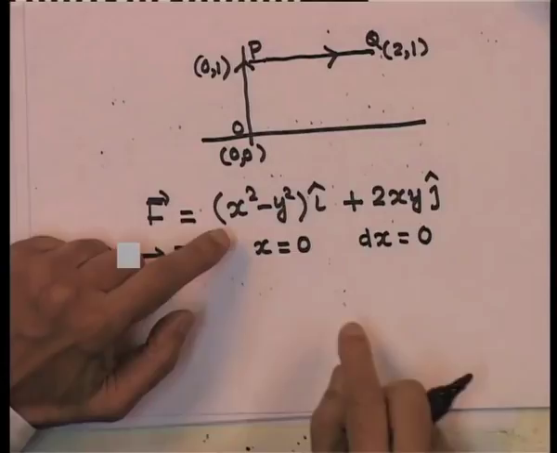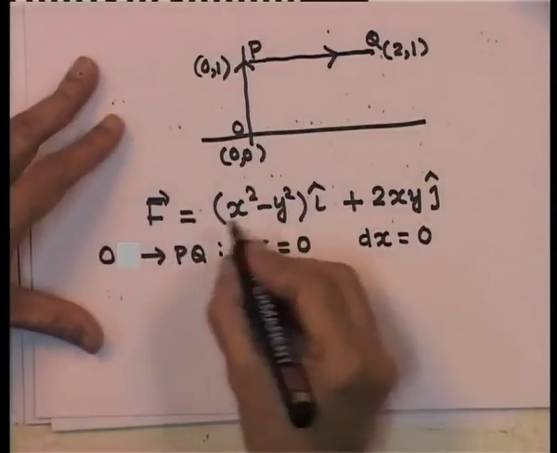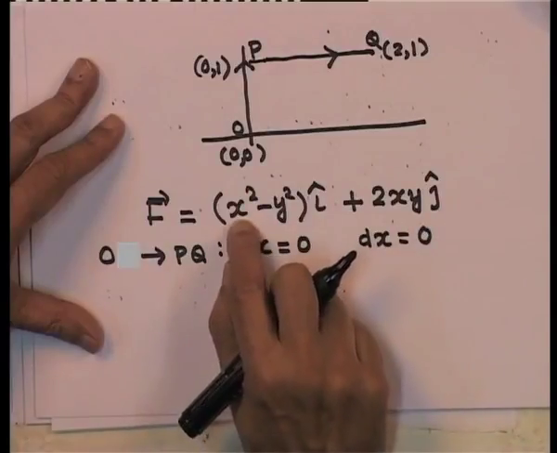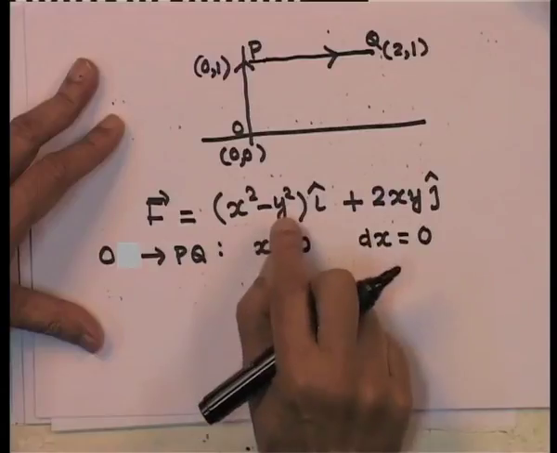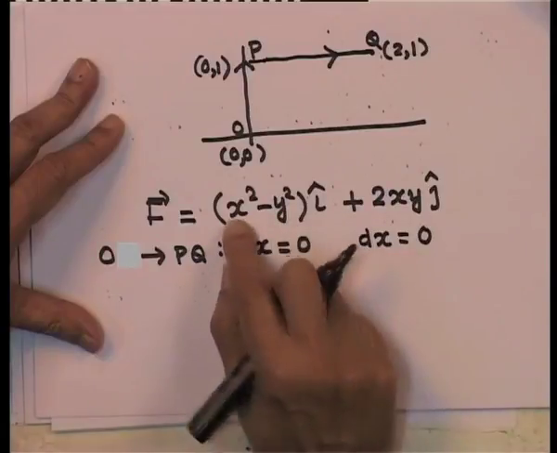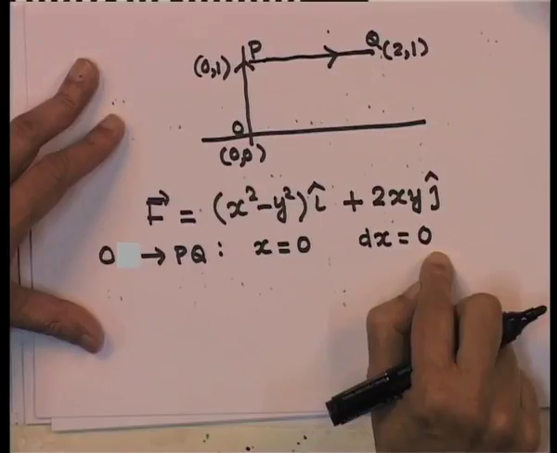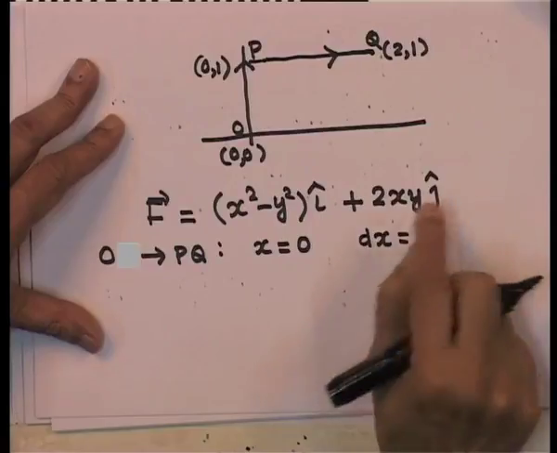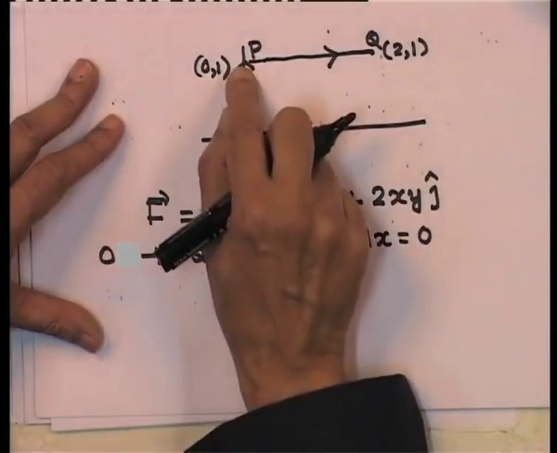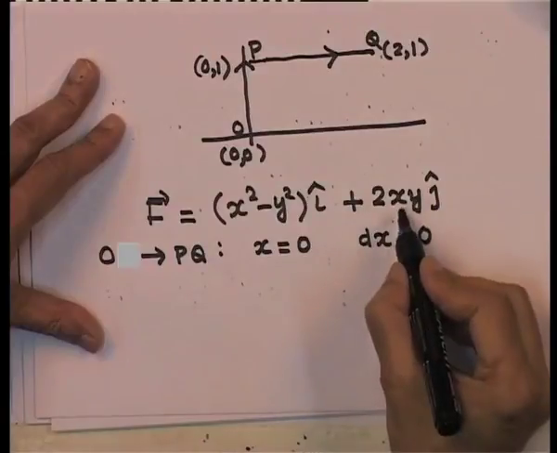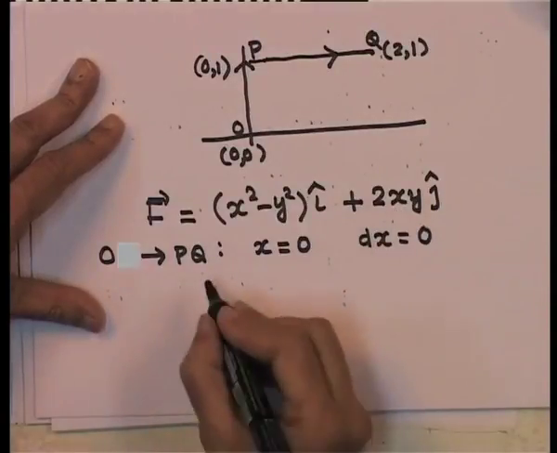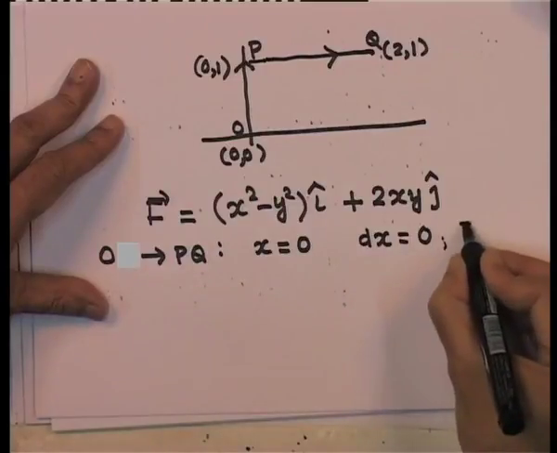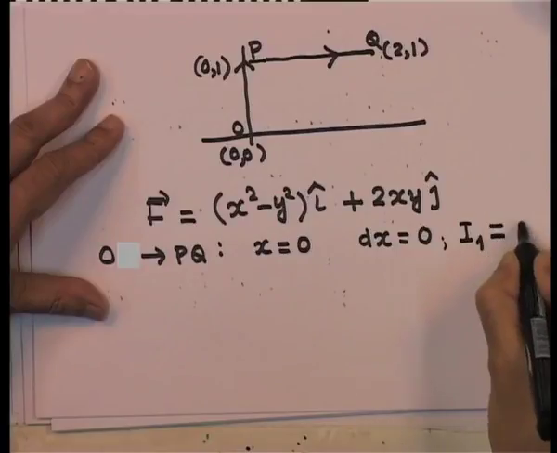So, notice that if I now compute this integral from O to P, integral of f x dx, that is x square minus y square dx, that gives me 0 because dx is 0. f y dy, namely 2 x y dy, gives me 0 because along the entire path my x is 0. So, therefore, contribution to the line integral from the path OP, let me write that as integral I 1 is equal to 0.